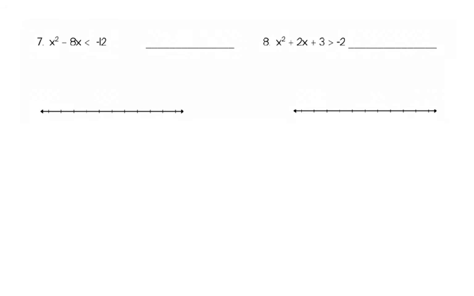So if you want to pause on number 7 and 8, I will tell you that you are going to have to move that number to the other side because you do have to get 0 on the one side.